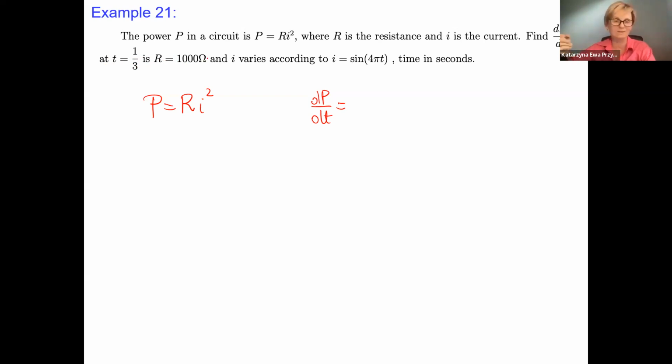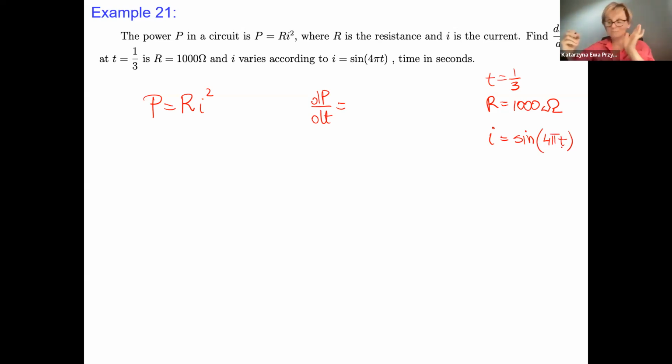Ohms, I think that's how we call this. Okay, that's what we have: time is 1/3, resistance is given, 1000 ohms, and I is a function that changes with respect to time, and it has its own formula, sine of 4 pi t. That means behind I we have a function.